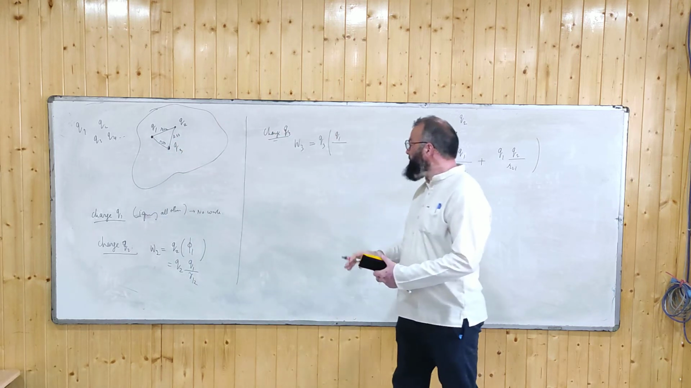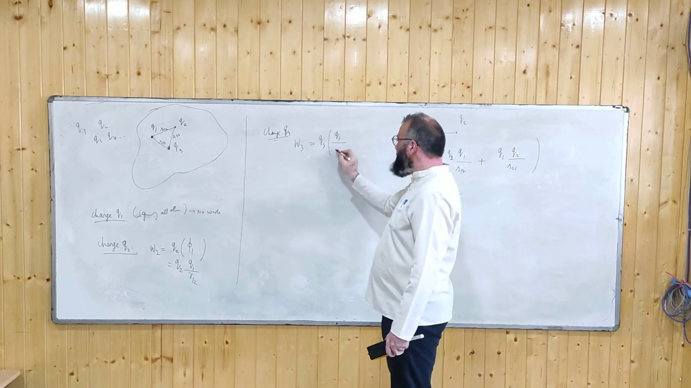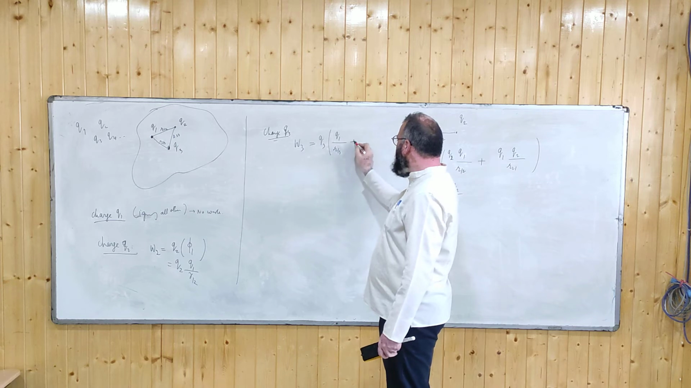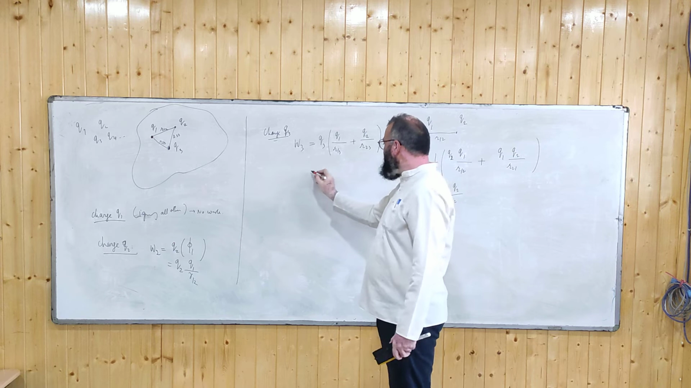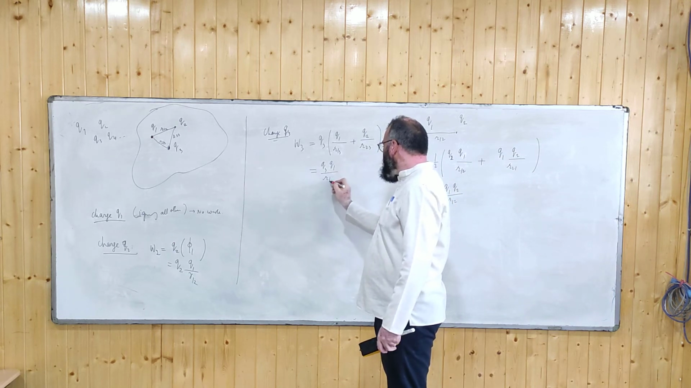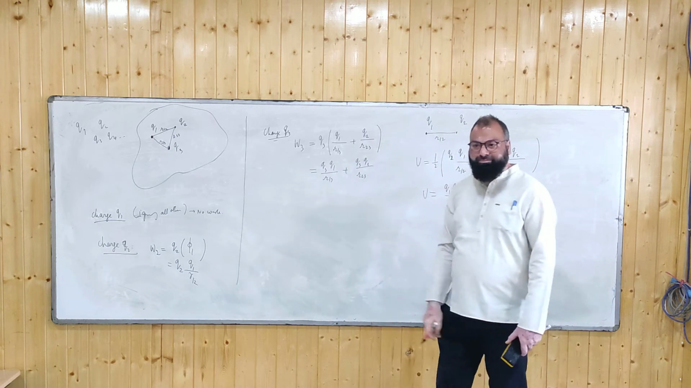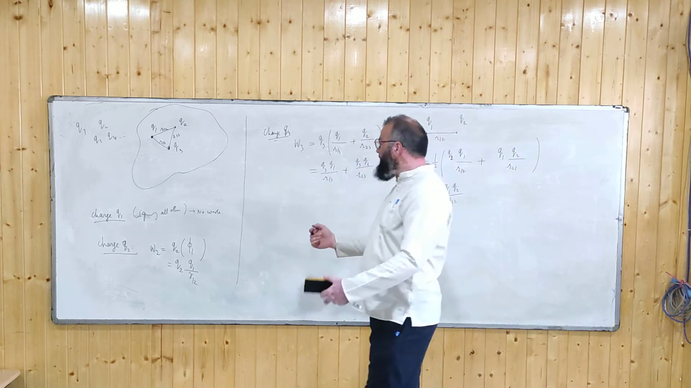So I need to multiply it by the potential due to the other two charges. So what is that? Q1 by R13 plus Q2 by R23. So how much is that? So Q3 Q1 divided by R13 plus Q3 Q2 divided by R23. Clear? So now let's take the fourth charge.